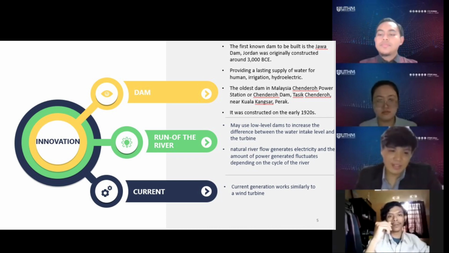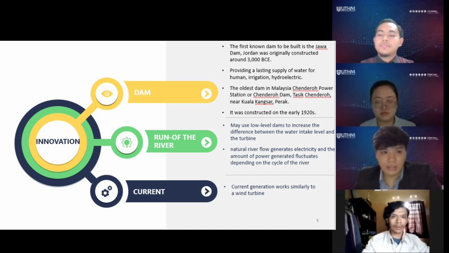Thank you, Mr. Ahmad Danish. Your idea is actually attractive to me, but I have another suggestion for this innovation. I suggest the run of the river, because run of the river has no water storage facility, but may use a low-level dam to increase the difference between the water intake level and the turbine. In this case, the natural river flow generates electricity, and the amount of power generated fluctuates depending on the cycle of the river.